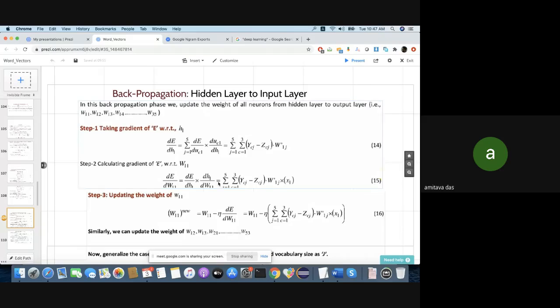So our rewritten formulation for the error from the hidden layer to the input layer is something of this sort: we have all the five context words and all the three contexts, YCJ minus ZCJ, W'1J into x1. Then we rewrite this because we have to update the weights. Our earlier weight was W11 minus the learning rate times the older formulation, and we rewrite this using this function. Any question here?